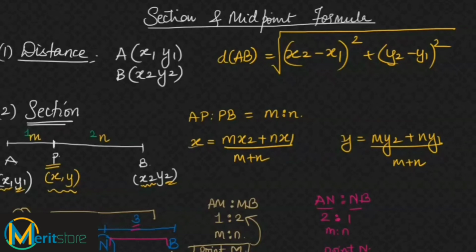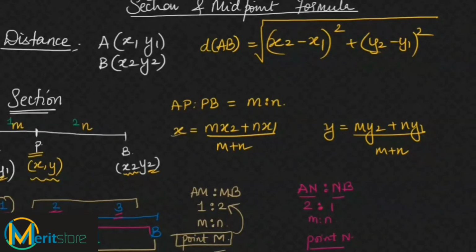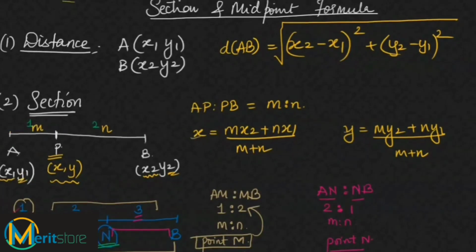So only the ratio M is to N will change in such type of question. The formula remains the same. The x1, y1, that's point A, remains the same, and the x2, y2 also remains the same.